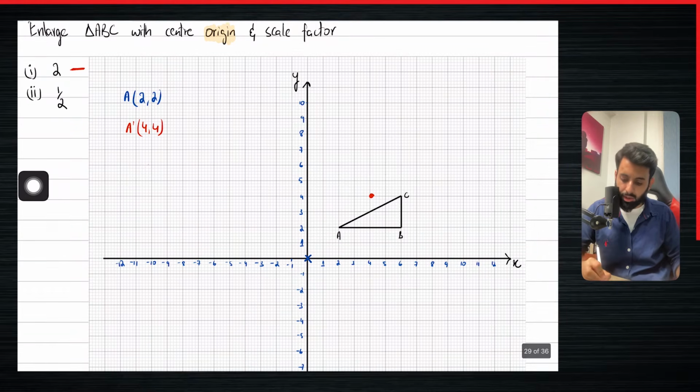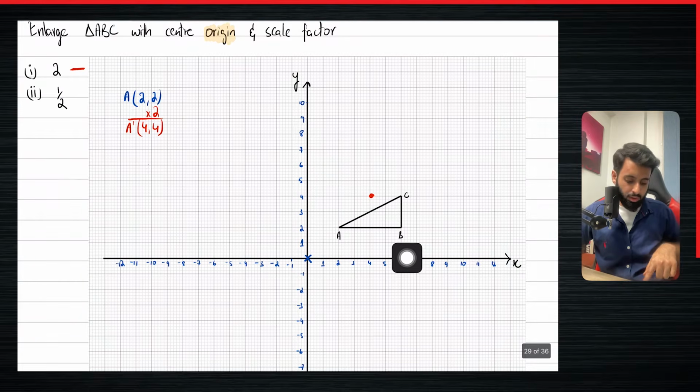What happens if you multiply the coordinates by 2? What you get is the coordinates of the image, 4, 4. And that's pretty much all we need to do over here. Okay, so if I take the coordinates of B, now you can apply the same method here also.